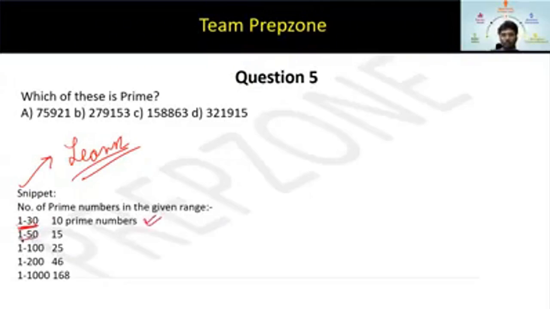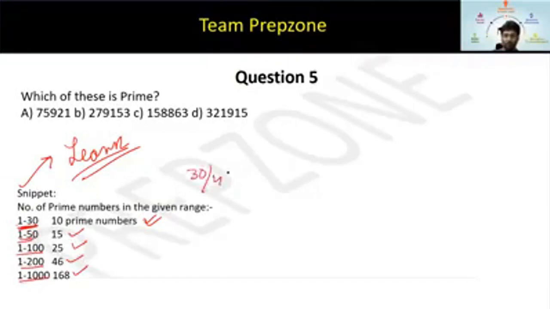How many prime numbers from 1 to 50? 15. 1 to 100? 25. 1 to 200? 46. 1 to 1000? 168. Okay. This is what this information is saying. How to learn this? Now this is just a trick and it will work for a few numbers only.